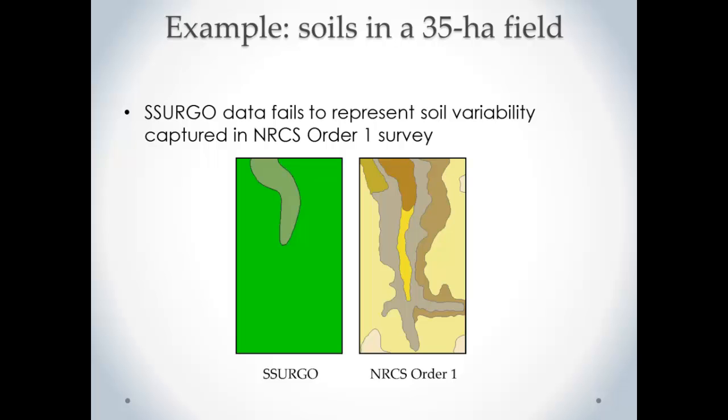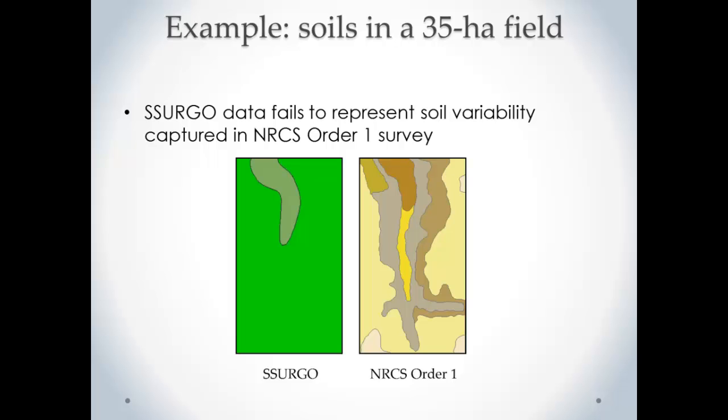So here's that same 88-acre field that I had the yield maps on. Here's the soils map as it exists to the general public. In the early 1990s, we had NRCS do a higher level, what's called the Order 1 soil survey, and this is what the soil map looked like.